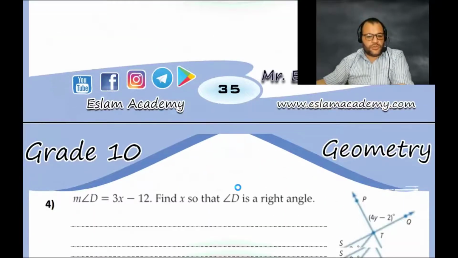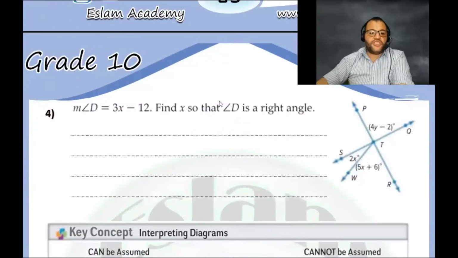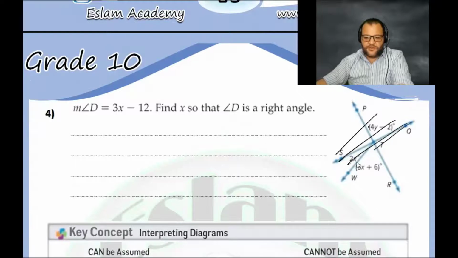So we need to solve the second part. If the measure of angle D equals... there is no D. Just a minute. Leave the graph now. Measure of angle D equals 3x minus 12. Find x if D is a right angle.